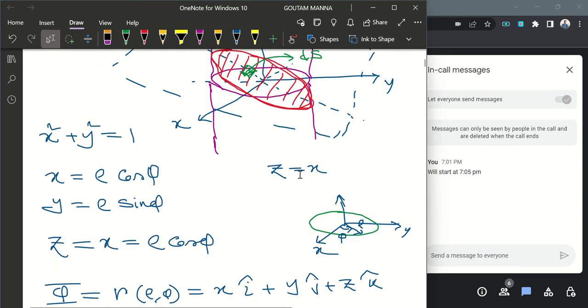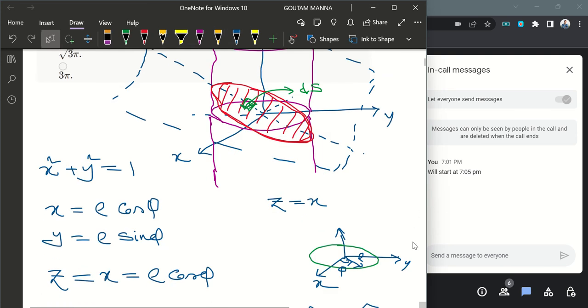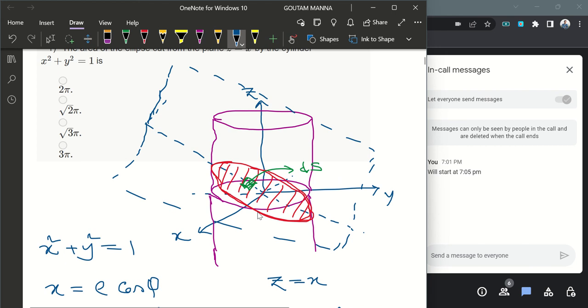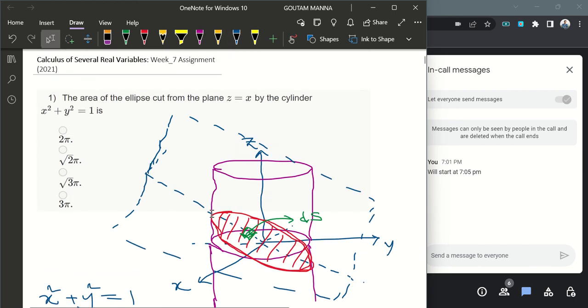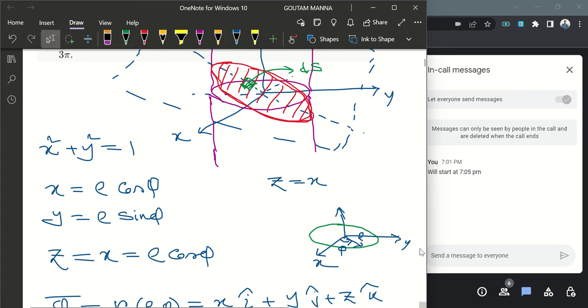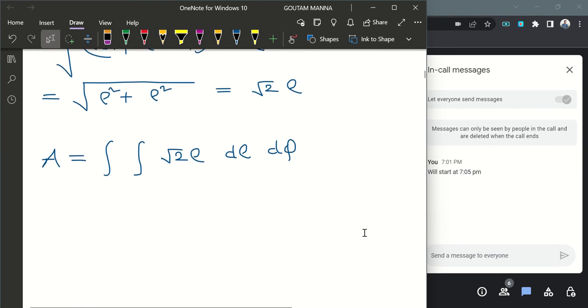And now to cover the whole area, this rho should be varying from 0 to 1. That will cover the entire area of this ellipse. So rho should be varying from 0 to 1, and phi, this angle, should be varying from 0 to 2 pi. It will cover this whole range.